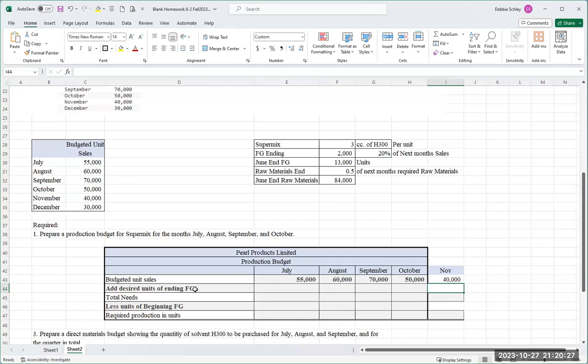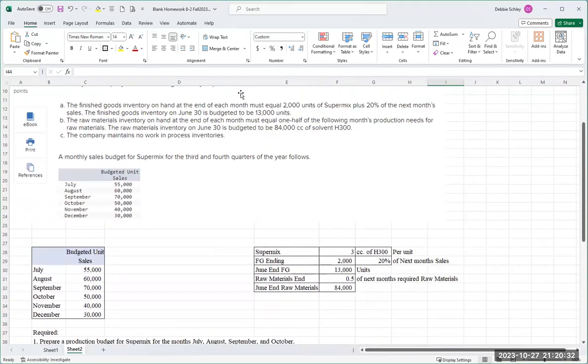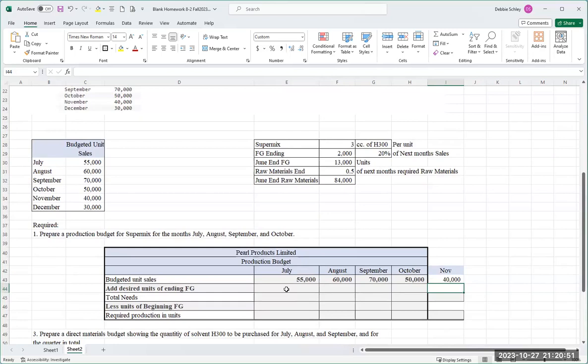Add desired units of ending finished goods. And if you'll recall, they told me up here, finished goods inventory at the end of each month, which is the ending inventory, must equal 2,000 units of Supermix plus 20% of the next month's sales. So July is going to equal 2,000 units plus parentheses next month's sales times 20%.